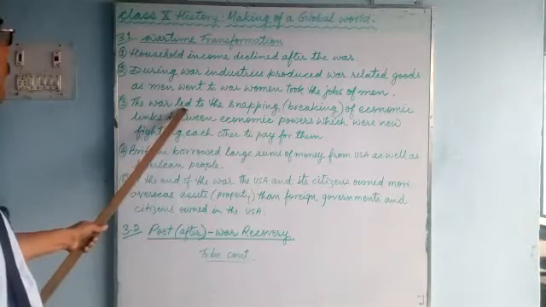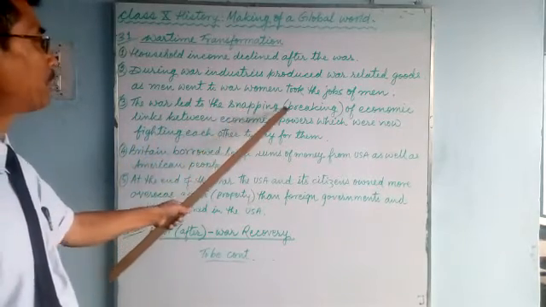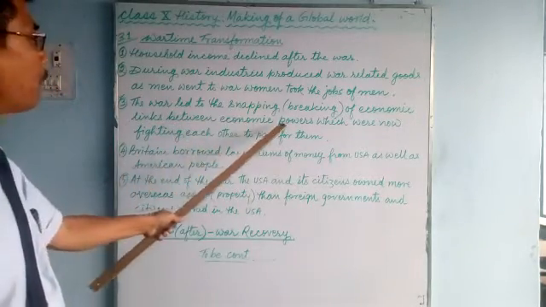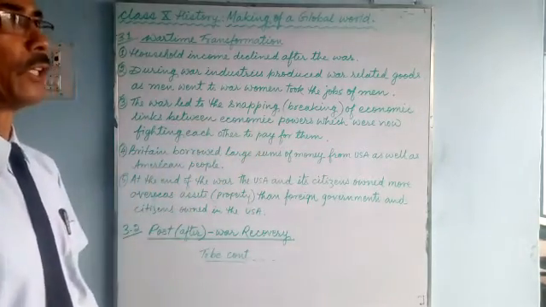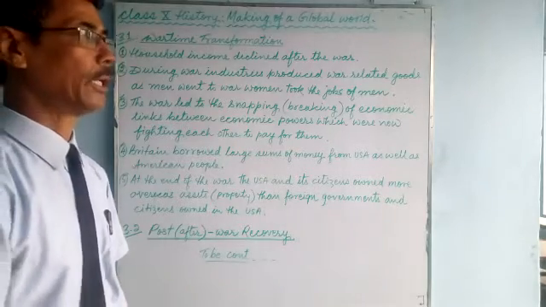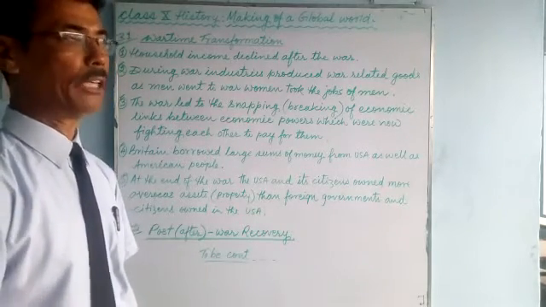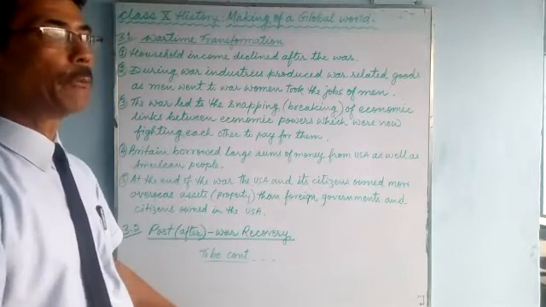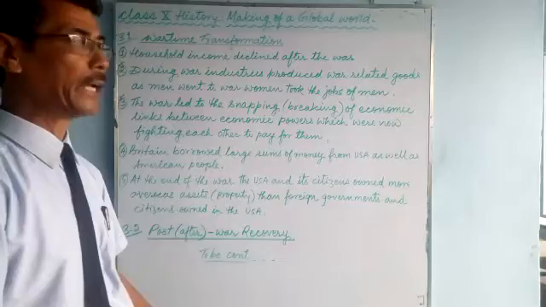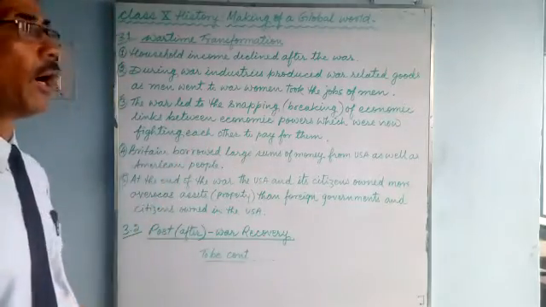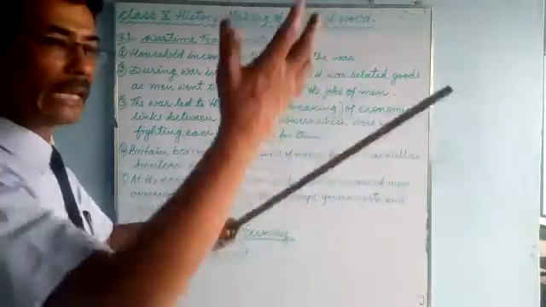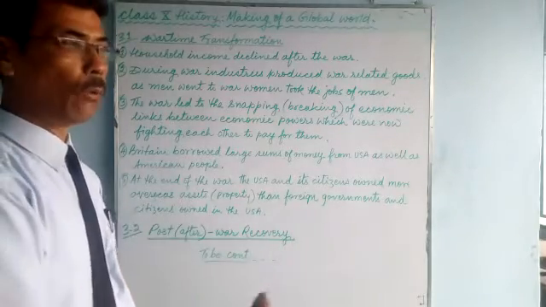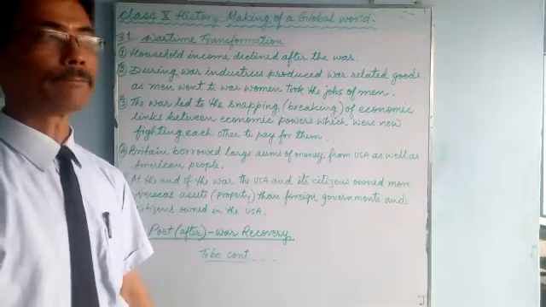The war led to the snapping, meaning breaking, of economic links, connections between great economic powers such as America, Russia, France, Germany, Australia, Canada. They were economic powers. They had a lot of money. Even Britain. The war devastated everything. Their economy went down. They had no money. They had to borrow money and war-related materials from America.